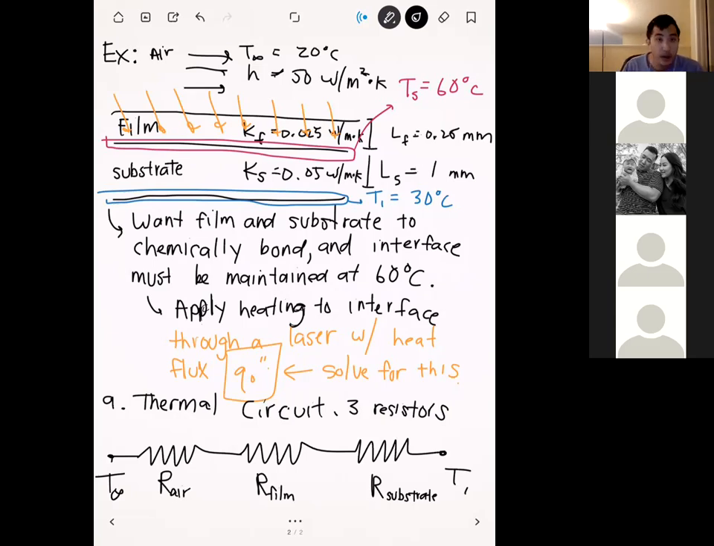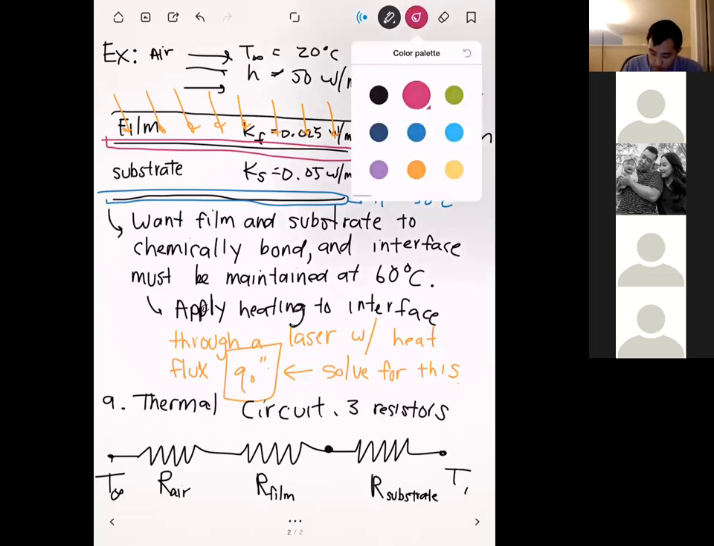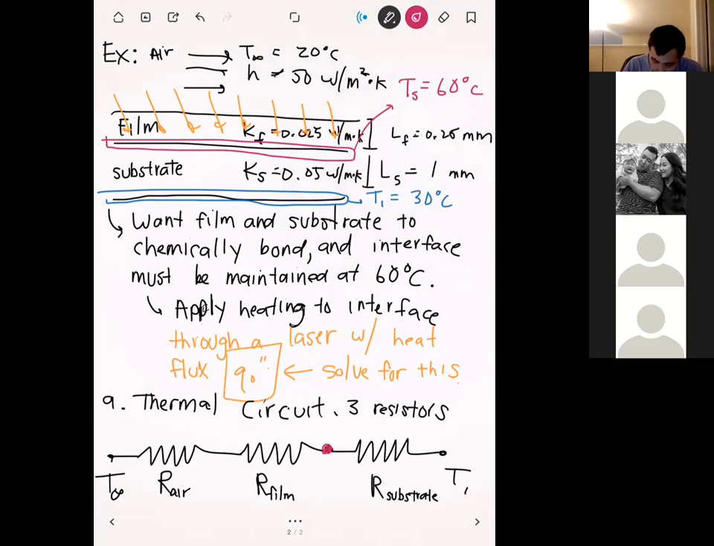And then for this problem, we also know one other temperature, which is the temperature right in between the film and the substrate. That's going to be represented by this node right here. This is TS, which is 60 degrees. And since the heating is being applied to this layer right here, Q naught double prime is going to be applied right here. Now that we have this circuit, we can start to use it to solve the problem. Any questions on this?